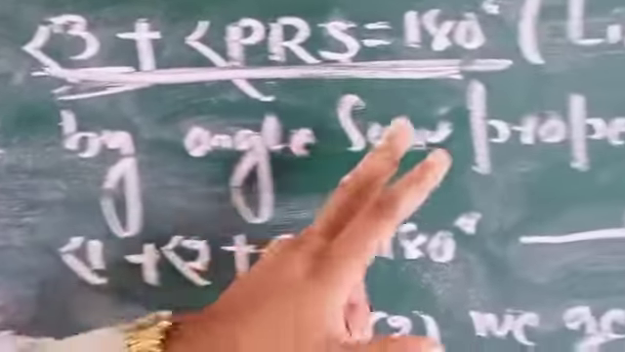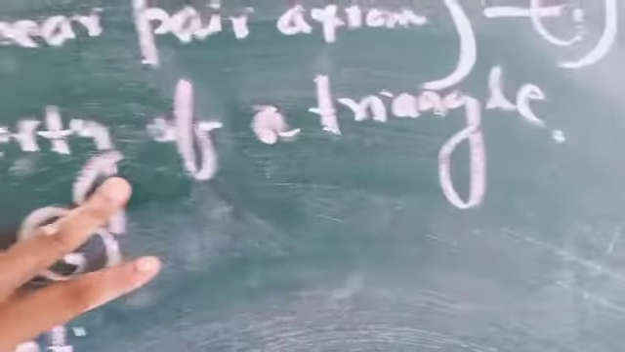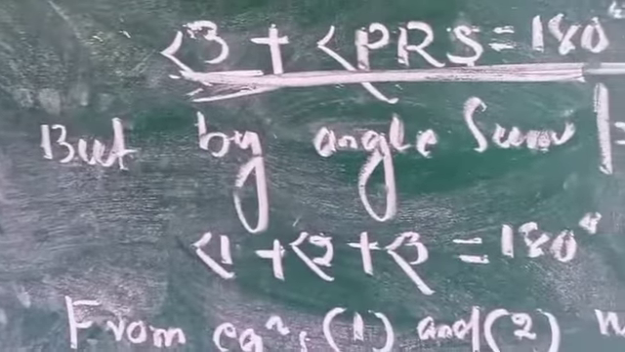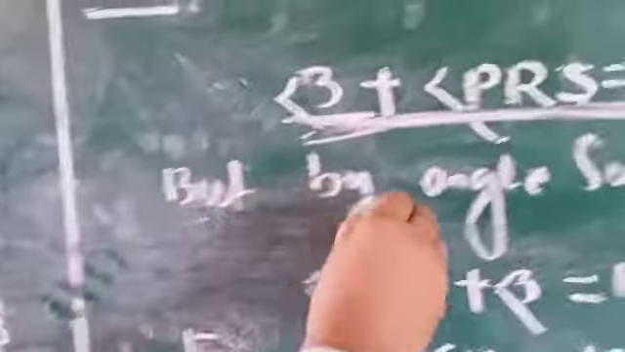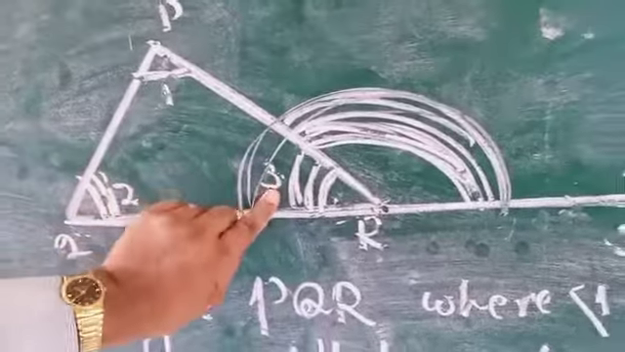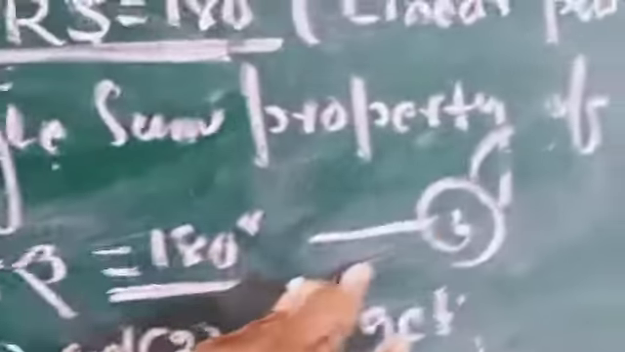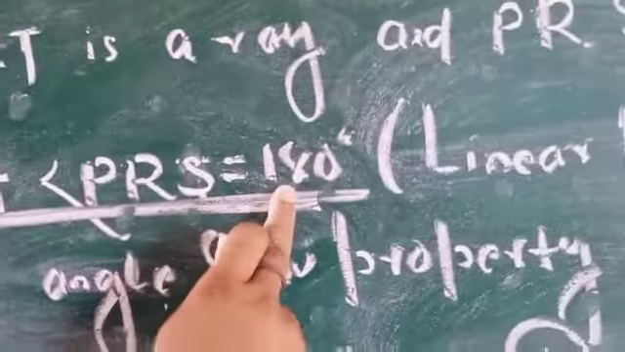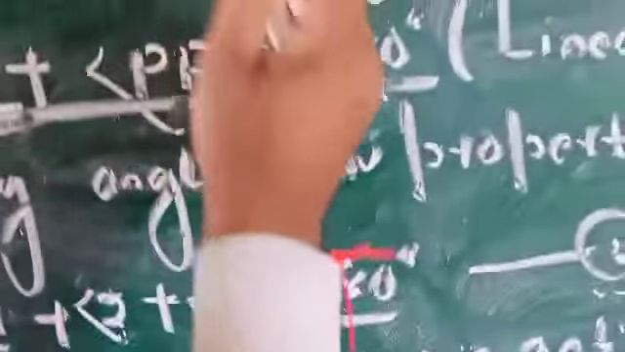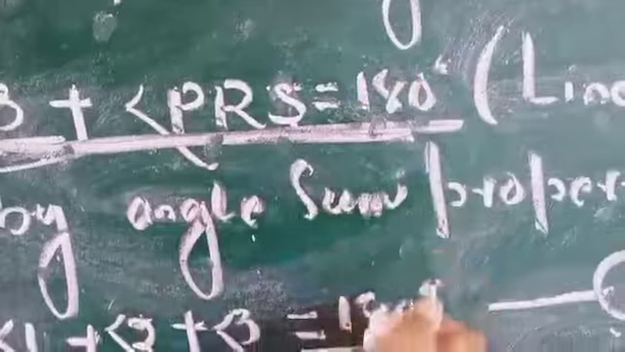But by the angle sum property of a triangle, which we have proved in 6.7, the sum of the three angles of a triangle is 180. Therefore angle 1 plus angle 2 plus angle 3 is 180 degrees. This is equation 2. Now equation 1 is angle 3 plus PRS equals 180, and equation 2 is 1 plus 2 plus 3 equals 180. Both equations have the right side equal to 180.